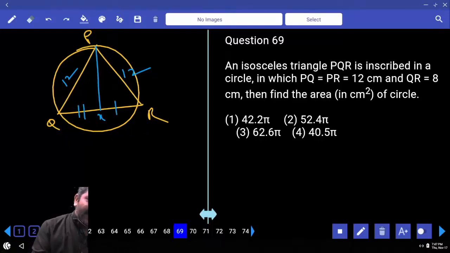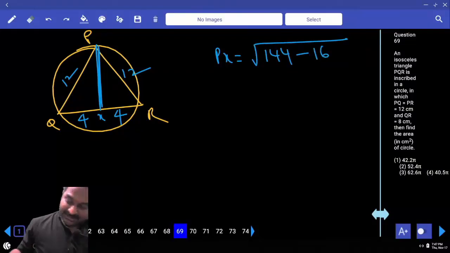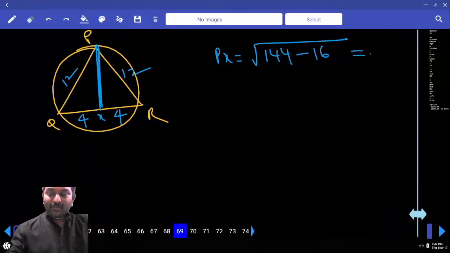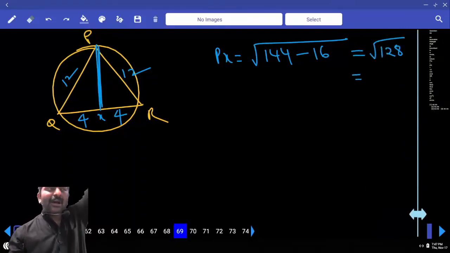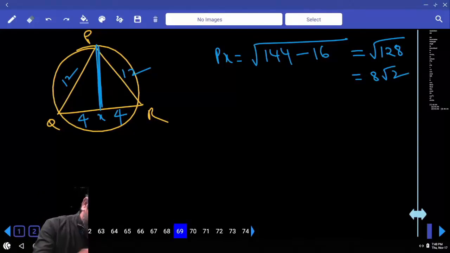Then QX and XR must both be equal. So this becomes 4, and this becomes 4. Now if you take triangle PXR, which is a right angle triangle, making angle 90 degrees at X, then it should form a Pythagoras triplet. Then can we calculate the height of the triangle here? Yes. So PX is equal to under root of 12 square, 144, minus 16, which is 128, and half of that number is 64. 8 root 2. Height is equal to 8 root 2.